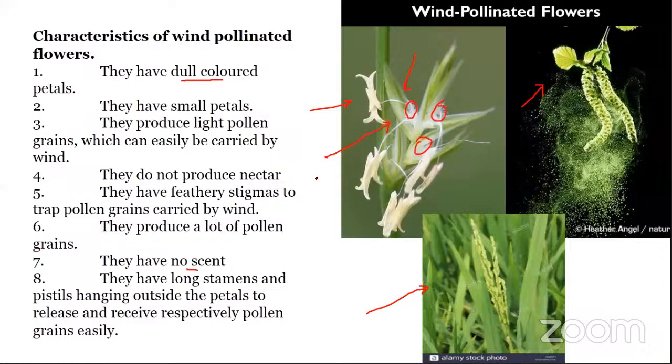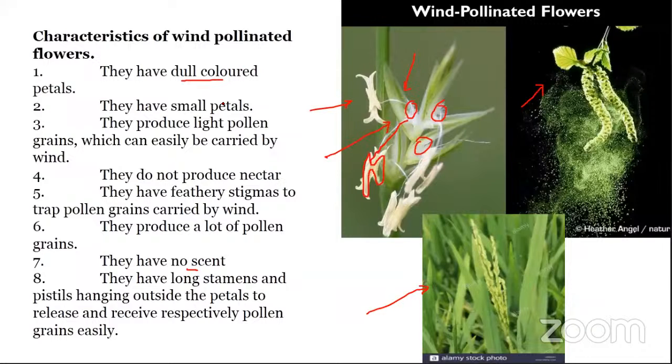They have long stamens. This is the stamen of this grass flower. You can see that they even project outward. And then they have long stamens and pistils hanging outside the petals. You can see that these are stamen and pistil hanging out of the petal.